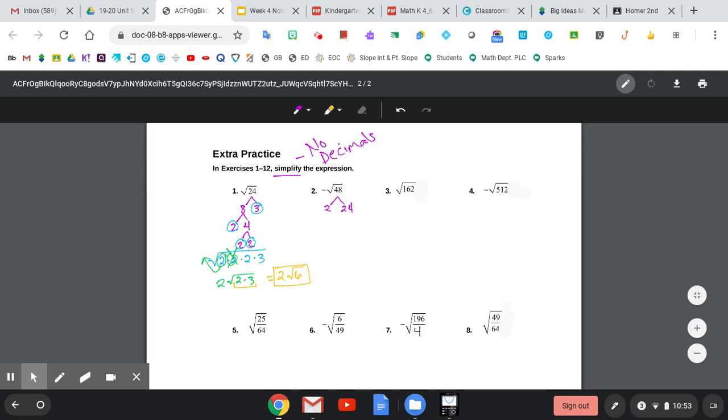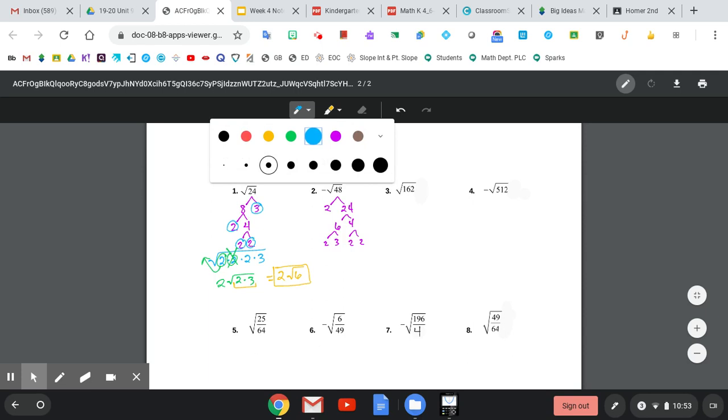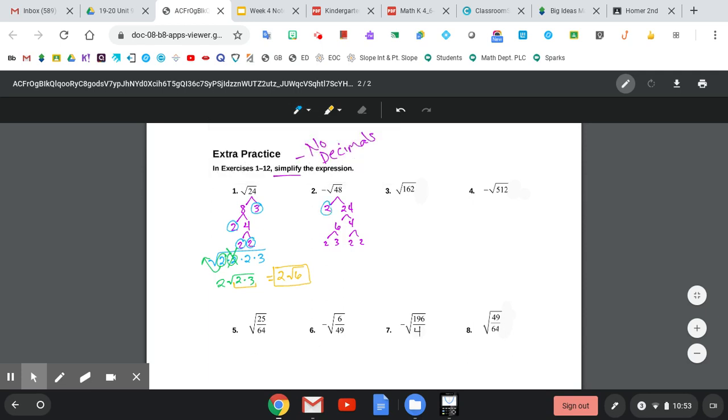I know 2 is prime. 24 would be 6 and 4. 6 would be 2 and 3, and 4 would be 2 and 2. Okay, so I got all of these prime numbers. So the 2 here, 2 here, 3 here, 2 here, and 2 here. So I can rewrite this as the square root of 2 times 2 times 3 times 2 times 2.